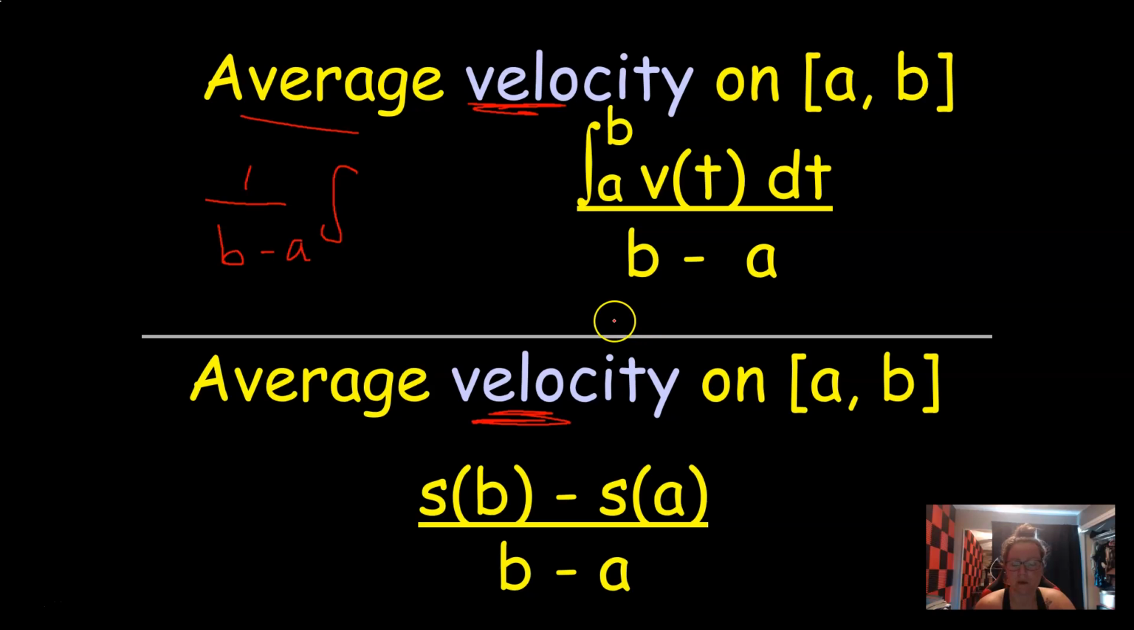Okay? And then here, we just talked about that the antiderivative from a to b of v of t is the same as position of b minus position of a. So that's the top part, equivalent. So this integral of v of t is equivalent to s of b minus s of a. Okay, and then notice both of them over b minus a.